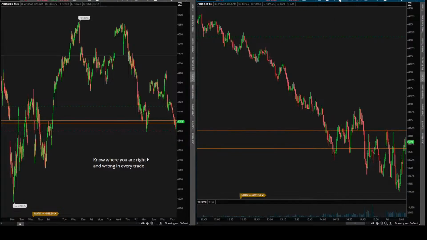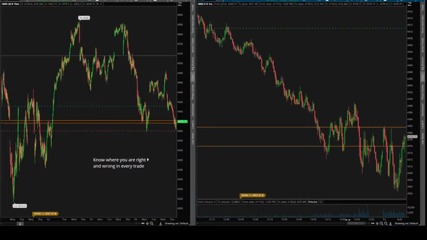Got to adjust some of my settings here. I know I can make these numbers bigger on the side so they're easier to view.